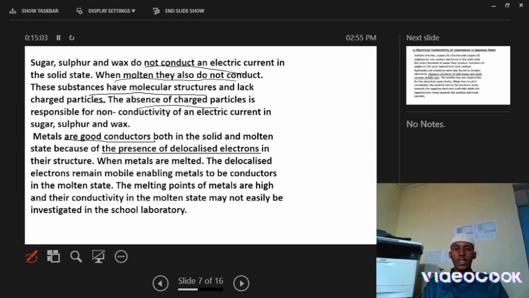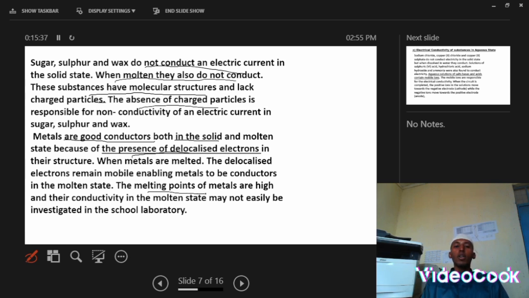Metals are good conductors both in solid and in molten state because of the presence of delocalized electrons in their structure. When metals are melted, the delocalized electrons remain mobile, enabling metals to be conductors in molten state. So in short, metals are good conductors of heat and electricity when they are in solid state and when they are in molten state, because they have delocalized electrons which are free to move.